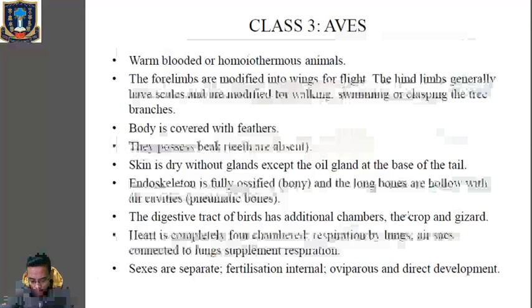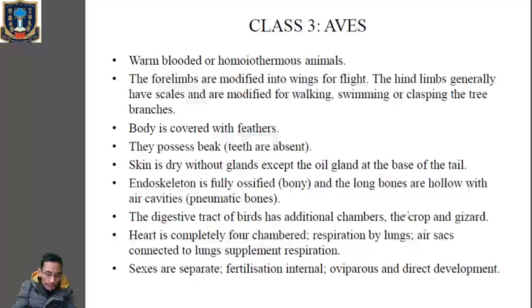Now let's move to the next class, which is class Aves, birds. It's on page number 4.71. Under this class we will mainly find the birds, and there are about 9,000 species of birds. So let's go with the characteristics. Aves, or birds, are warm-blooded or homeothermic animals. They are able to maintain a constant body temperature, whatever the ambient environmental temperature may be.